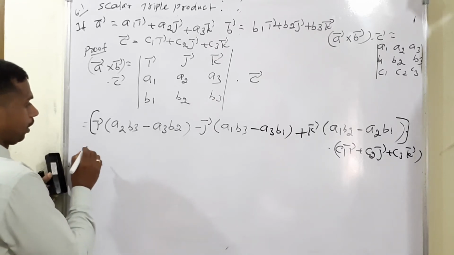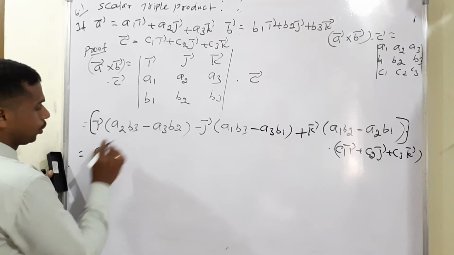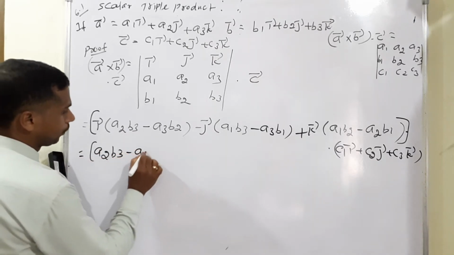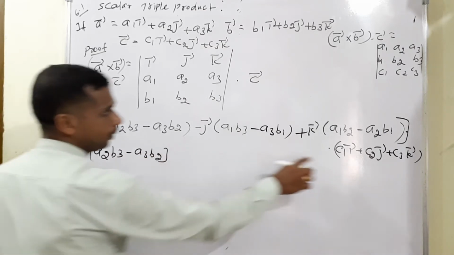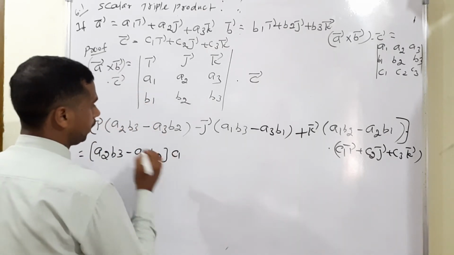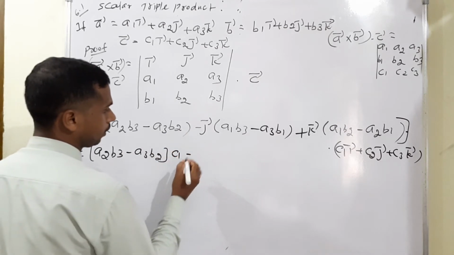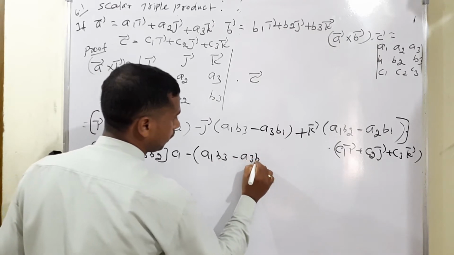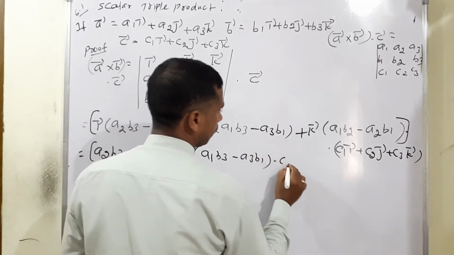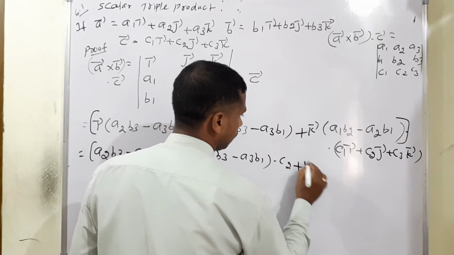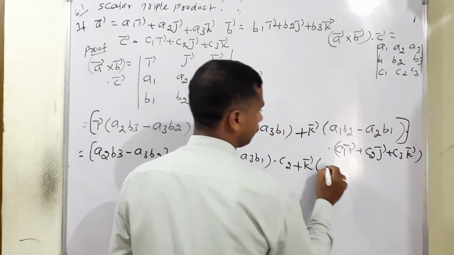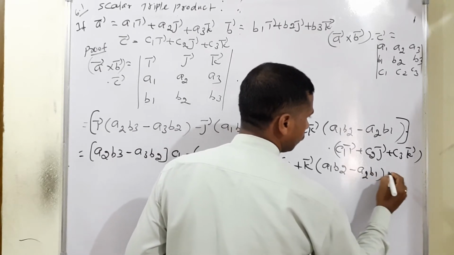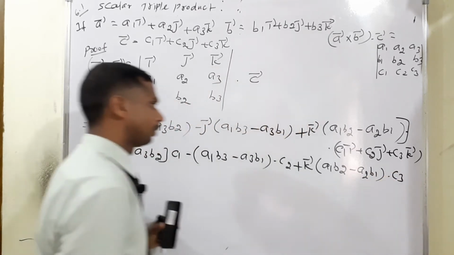The unit term. Therefore we can write only the term, A2 into B3 minus A3 B2. Outside we have C1. The next condition, there is minus sign, minus of A1 B3 minus A3 B1. Outside dot C2 is there. Next condition, plus k vector means A1 B2 minus A2 B1. Outside dot C3 is there.